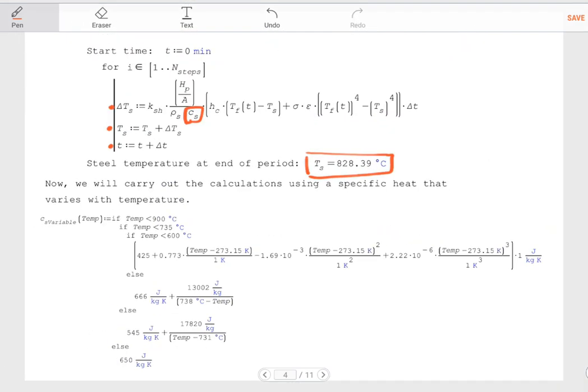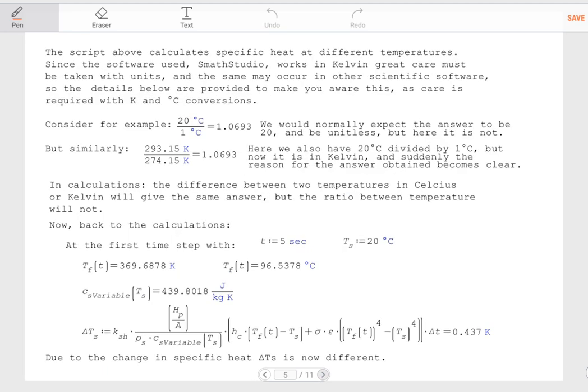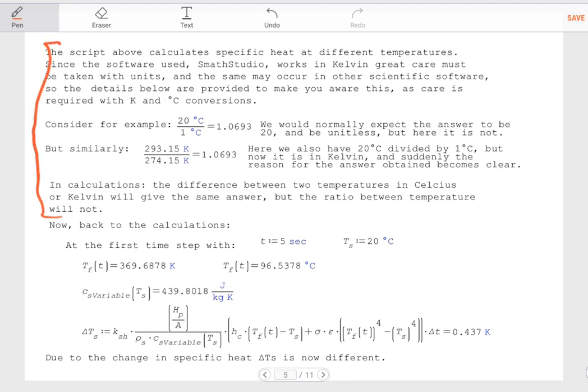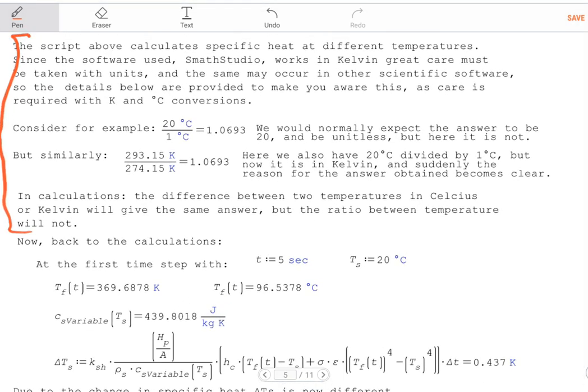There's a little script that calculates it for below 600, below 735, below 900, and then above 900. Those are the specific heats. And you could put this in with nested loops in Excel or program it in a script, depending on what you're using. Just going to quickly diverge in this section, because I want to explain something depending on what software you are using. The script above calculates specific heat at different temperatures. Since the software used, SMath Studio, works in Kelvin, great care must be taken with units, and the same may occur in other scientific software.